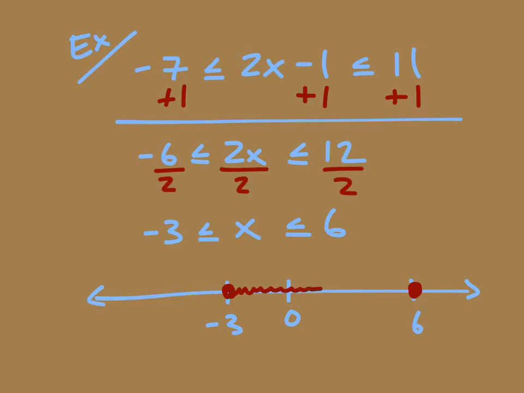And at the same time, 6 is greater than or equal to x, or x is less than or equal to 6. So I would shade to the left from 6, all right? And so basically what I have is that x is in between the values of -3 and 6, okay? And that's how I would solve an inequality like this.